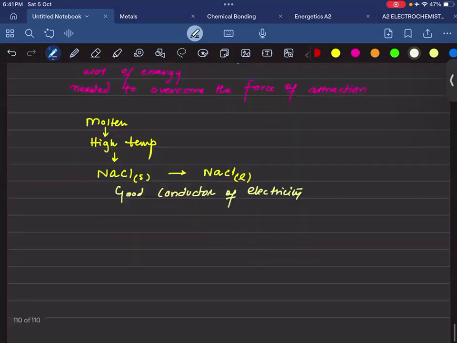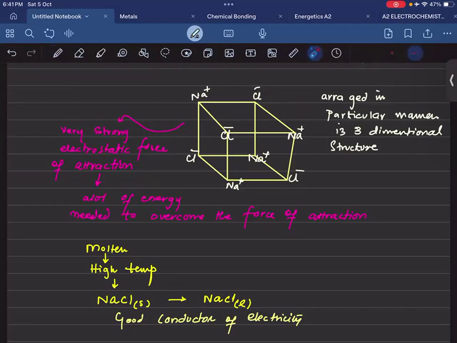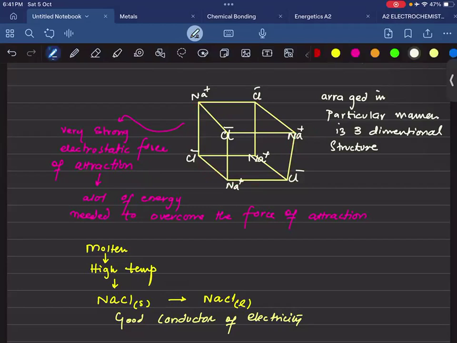In the solid state, why are they bad conductors of electricity? As you can see, the particles are tightly packed. They are strongly attracted to each other. They cannot move, having very strong attraction. When the particles cannot move, they are a bad conductor of electricity in the solid state.